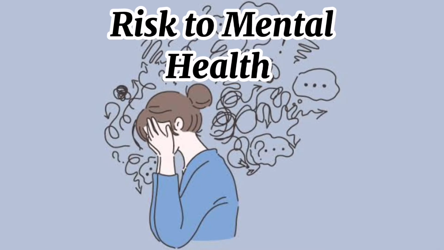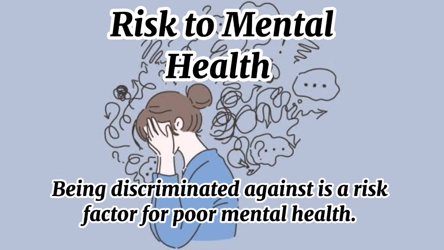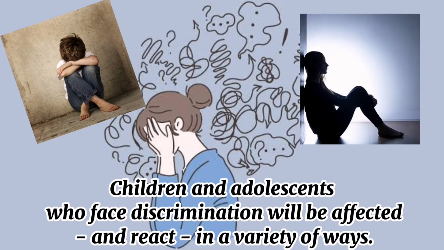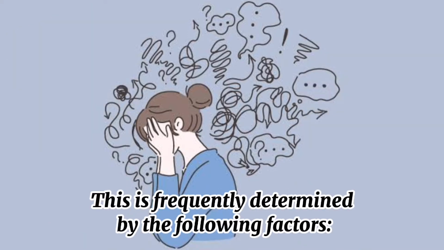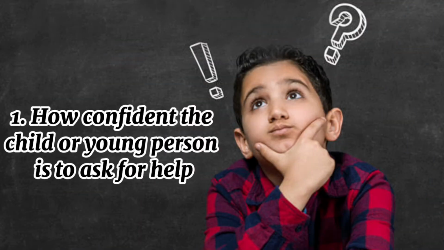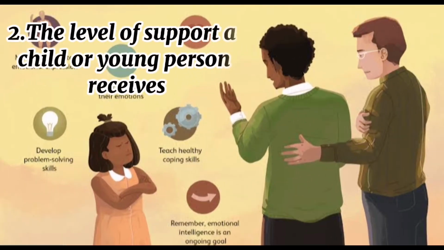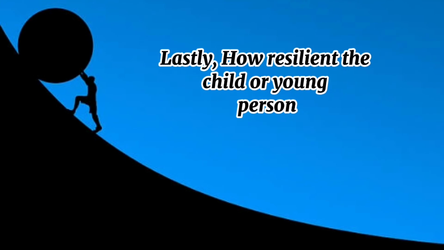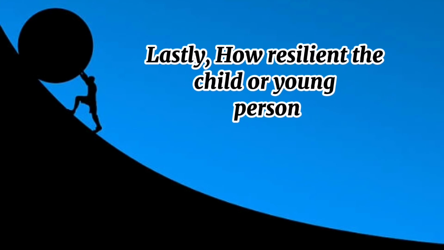Risk to mental health. Being discriminated against is a risk factor for poor mental health. Children and adolescents who face discrimination will be affected and react in a variety of ways. This is frequently determined by the following factors. Number 1, how confident the child or young person is to ask for help. Number 2, the level of support a child or young person receives. Number 3, the number of other risk factors the child or young person faces. Lastly, how resilient the child or young person is.